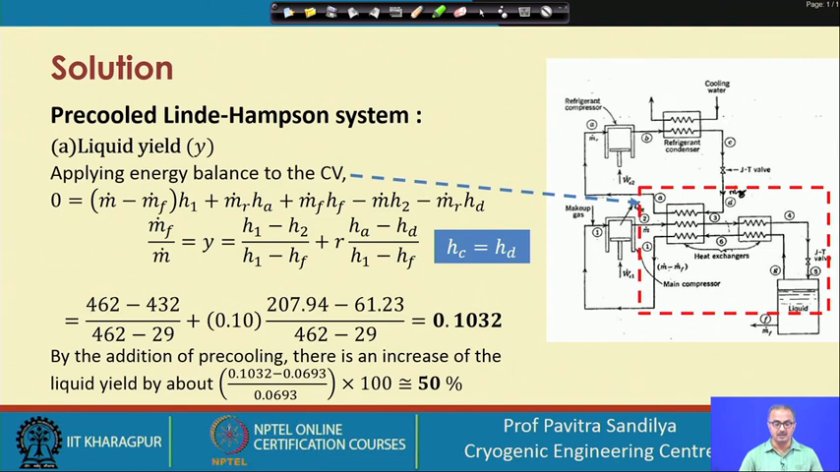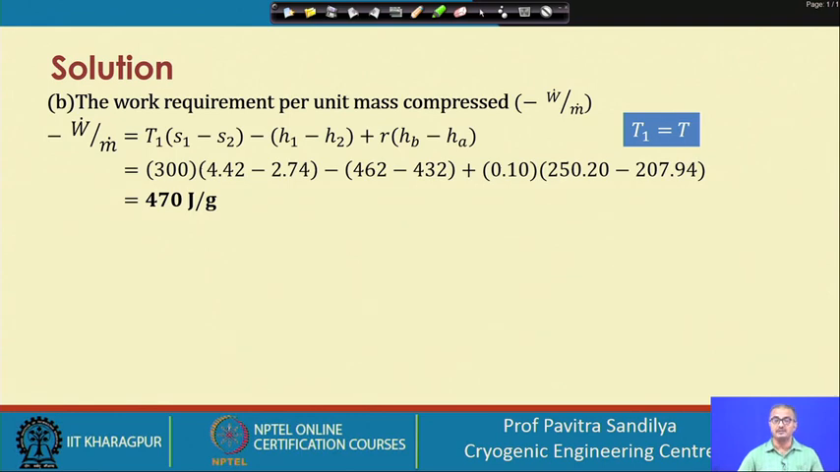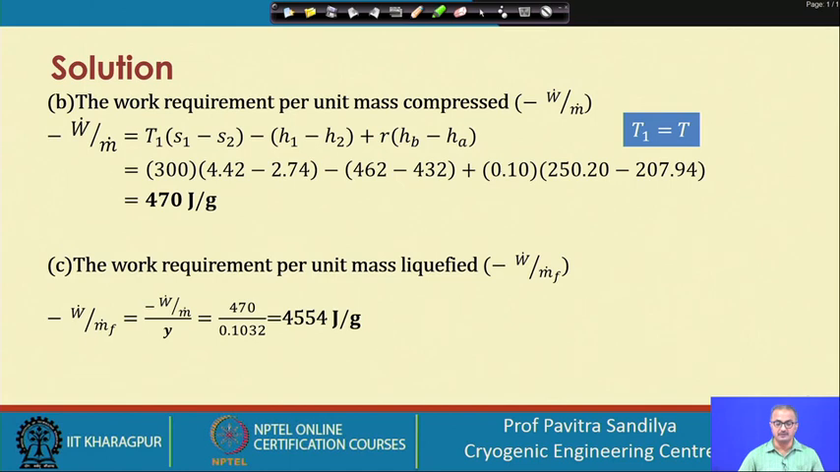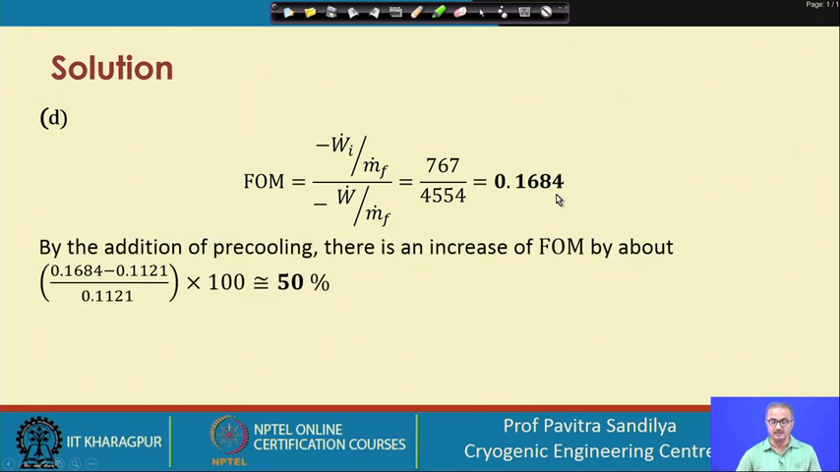Now you see that we are getting this 50% increase, and now let us look at the work done. This is the expression for the work done, and what we find is this is the work done per unit mass of the gas compressed, and this is the work done per unit mass of the gas liquefied. Again, if we find the FOM, we find the FOM has now increased to about 16%, and this is the increase in the FOM due to this pre-cooling.